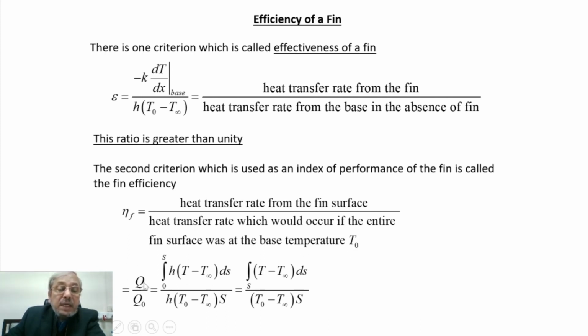So what exactly is the heat transfer rate? We perform the surface integral over the surface, h into (T minus T infinity) into dS, divided by h into (T naught minus T infinity) into S. The difference is that here the integration has to be performed because T is basically a function of x. That means with S it changes in the x direction, but here it is constant throughout: h(T naught minus T infinity) multiplied by S, the perimetric area.